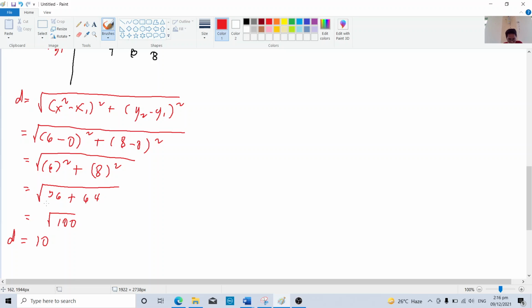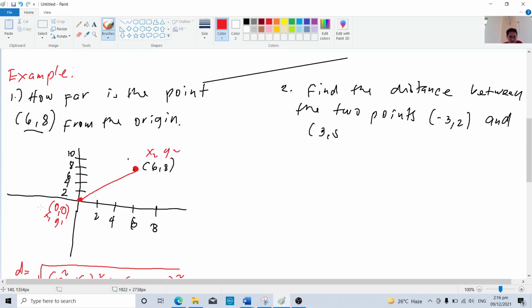Meaning to say that the distance of the point (6, 8) from the origin is equal to 10 units. Ayan daw yung distance is equal to 10 units.